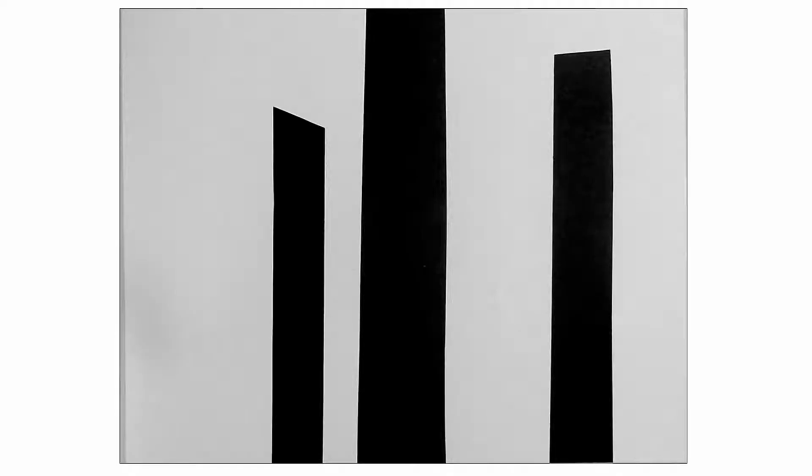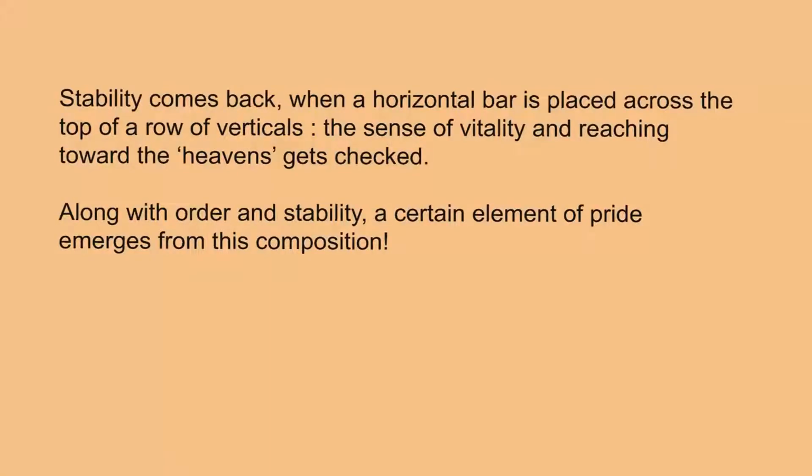Look at this diagram, so different from the one that we saw just before. The previous one evokes a sense of stability, whereas this one evokes a sense of dream, aspiration. So stability comes back actually on these vertical shapes when a horizontal bar is placed right across the top of a row of verticals, and the sense of vitality and reaching towards the heavens gets slightly checked. Along with the order and stability, a certain element of pride also emerges from this composition.